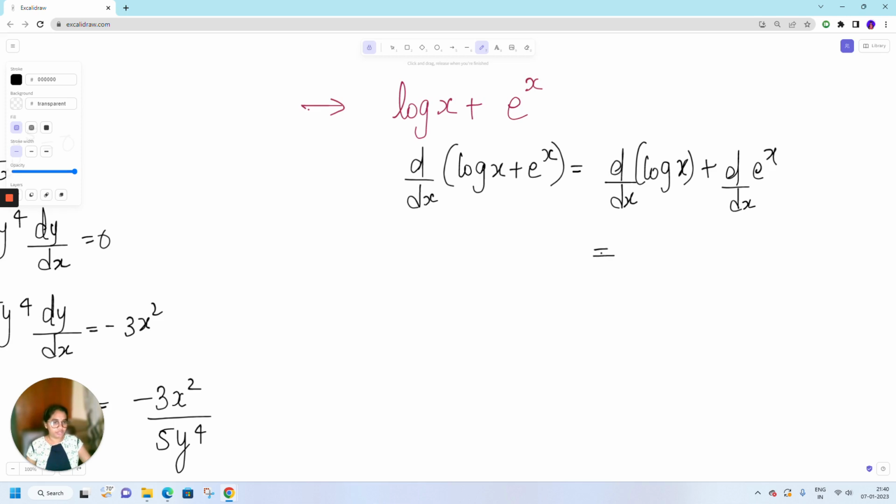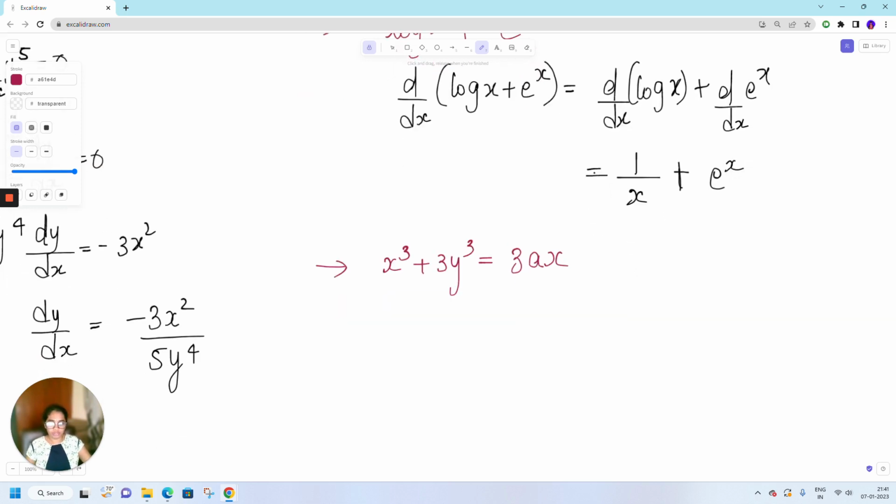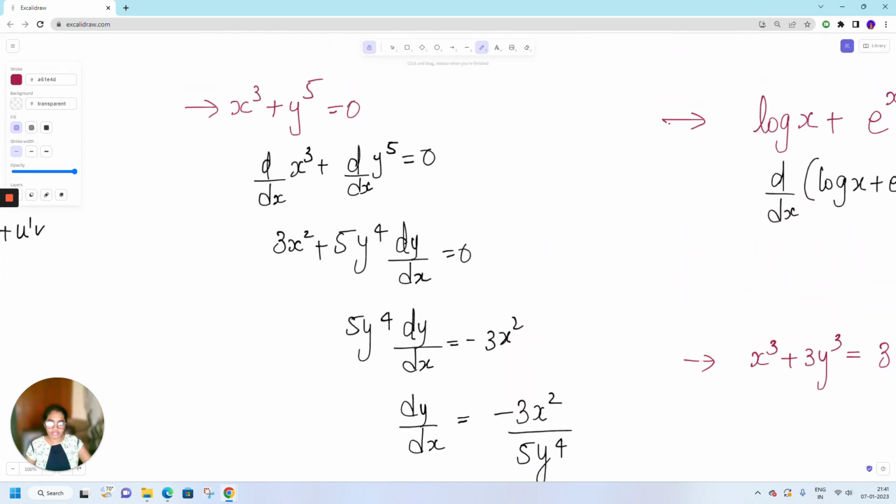Now what is d by dx of log x? It is 1 divided by x. What is d by dx of e power x? That would be e power x itself. So this is our final answer. Okay, that is dy by dx. Okay, so the next question is find dy by dx of x cube plus y cube is equal to 3a into x. Okay, so how would you find x cube plus y cube derivatives?